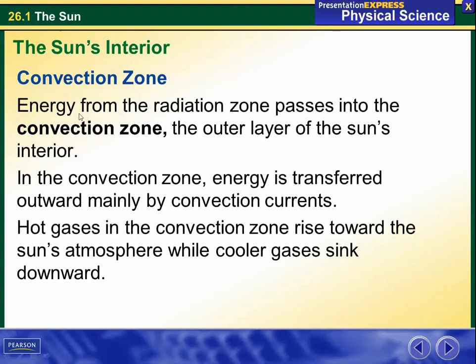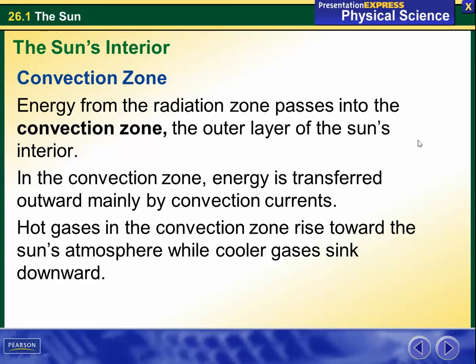So once energy passes through the radiation zone, it will enter the convection zone, which is the outer layer of the sun's interior. In the convection zone, energy is transferred outward mainly by convection currents. Remember, convection, hot air, or any hot fluid, can be air, gas, or liquid. Hot liquid rises, cooler sinks back down, and they make these currents, what are called convection currents.